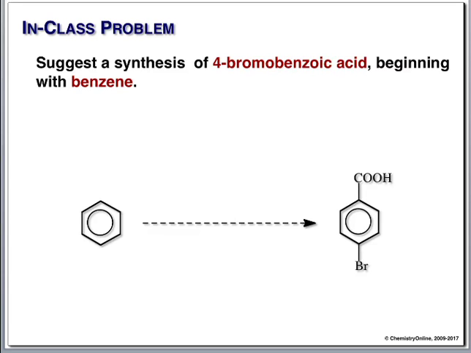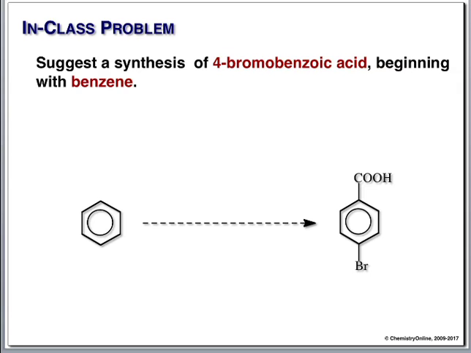When you do a multi-step synthesis, you don't look at what you're starting with. You're allowed to peek at it. That's it. But what you do is you look at your product, and you ask yourself, what is it? How do I know how to make it? And then work backwards a step. So let's start with our product.